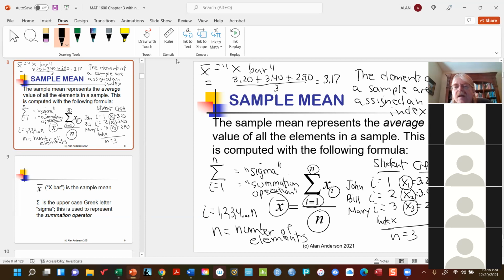How did I do that? Well, the formula looks very scary, but all it's doing is saying, listen, just add up all your elements and divide by 3 because there's 3 of them. It's that simple. While it's a scary looking formula, it's actually conceptually very easy. Well, that's what we like to hear. It's easy.